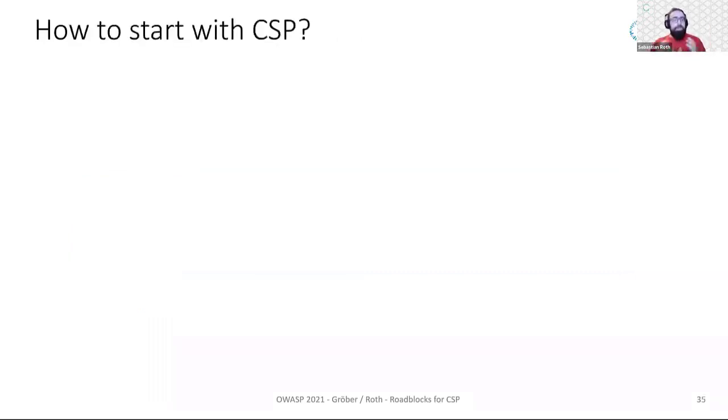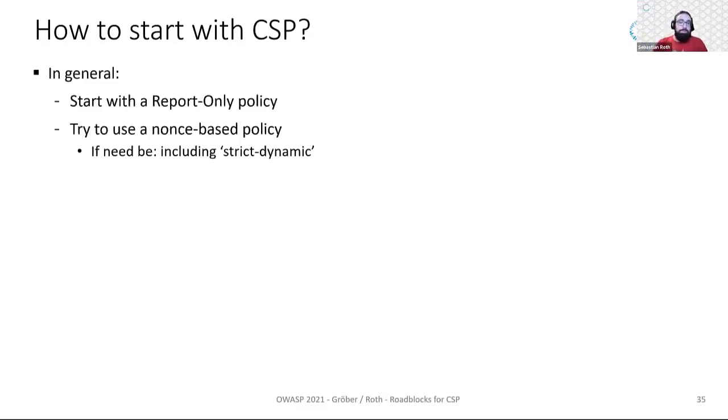So, in general, if you want to deploy a CSP for a web application, the best way to start is deploying a CSP in the report-only mode, such that you don't cause fatal errors in your application. Also, you should use a nonce-based policy, if needed with strict-dynamic. Those should be preferred over host-based lists because a nonce-based CSP is easier to deploy and easier to maintain.